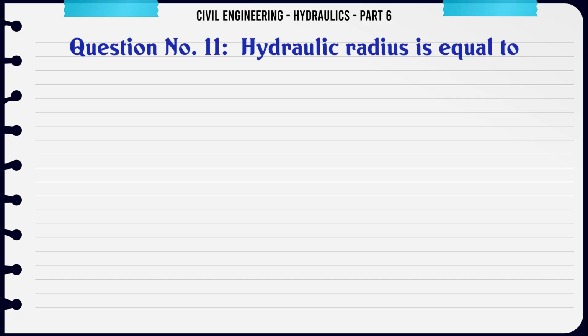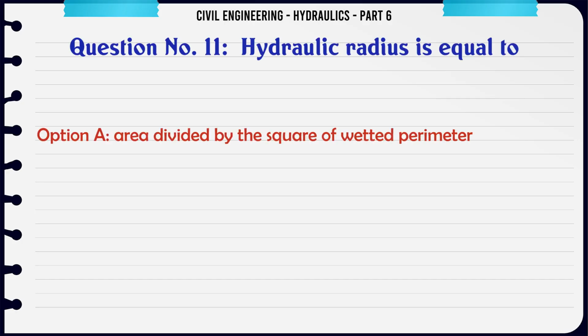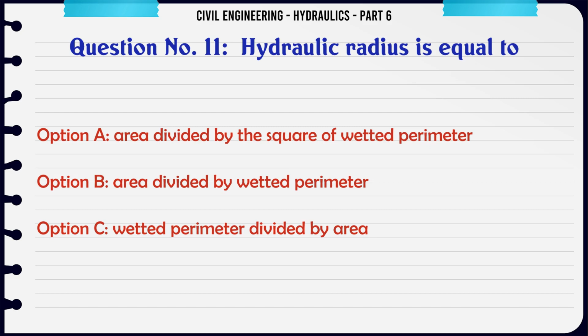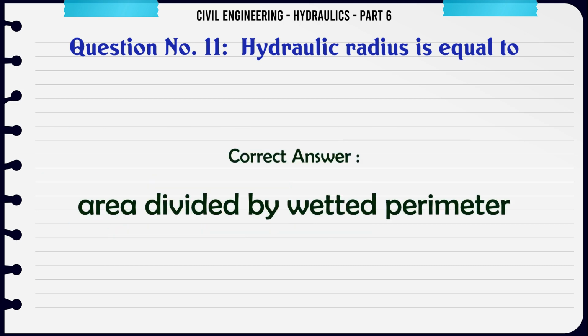Hydraulic radius is equal to: A. area divided by the square of wetted perimeter, B. area divided by wetted perimeter, C. wetted perimeter divided by area, D. square root of the area. The correct answer is area divided by wetted perimeter.